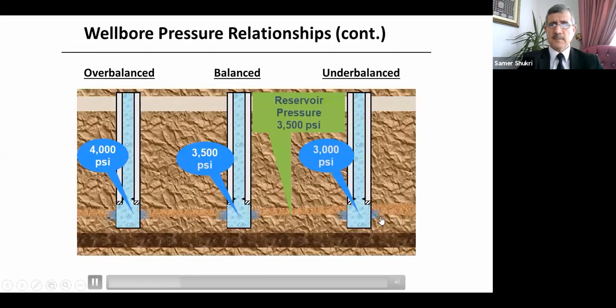This chart shows an example of wellbore pressure relationships. If reservoir pressure is 3,500 psi, the well will be overbalanced if wellbore pressure is 4,000 psi. The well will be balanced if the wellbore pressure is 3,500 psi, and the well is underbalanced if the wellbore pressure is 3,000 psi.